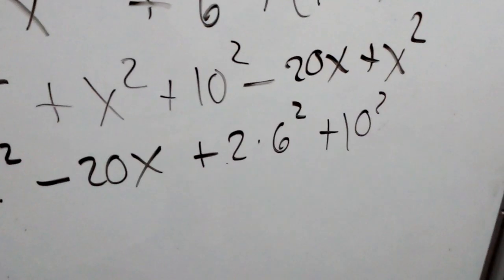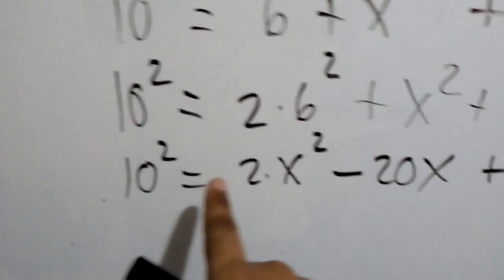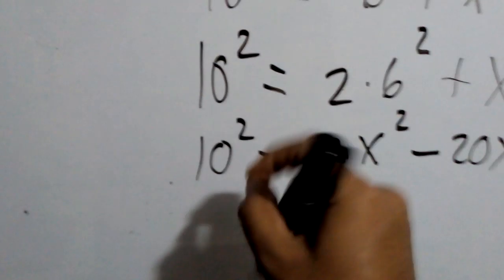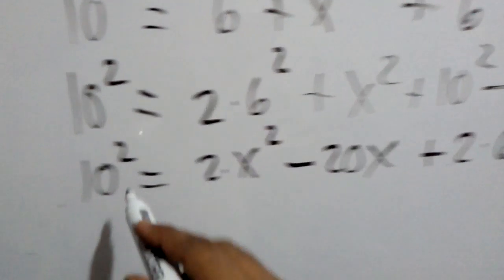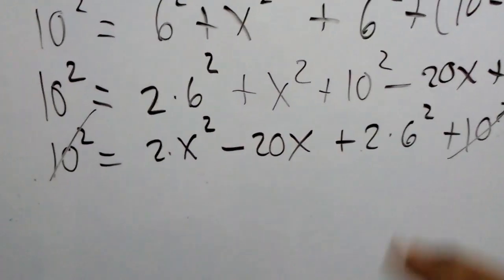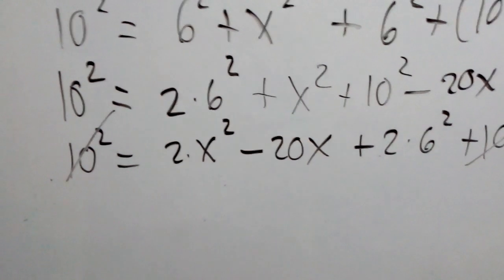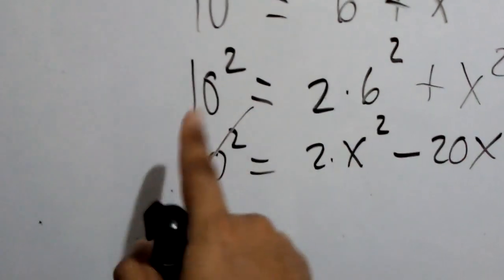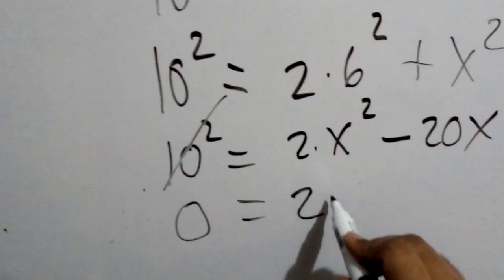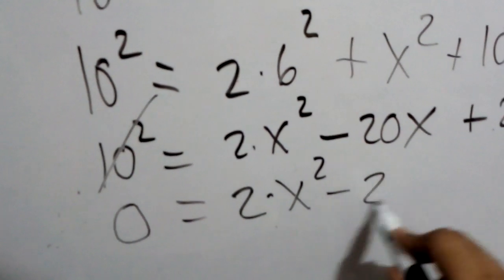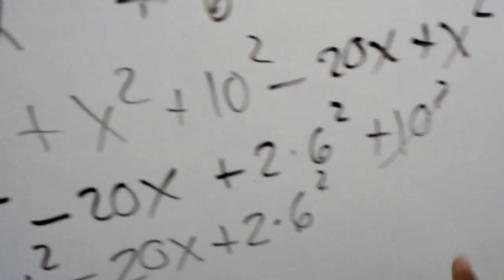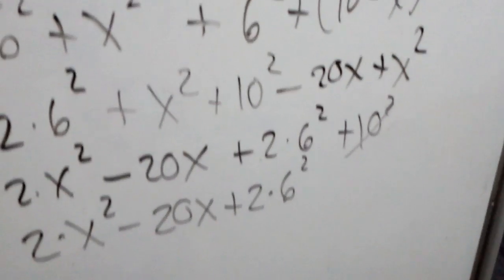So everything's fine. You can see the 10 squared here and the 10 squared here. So we will subtract 10 squared from both sides, and this will cancel out with this. Yes, they will cancel out because I can subtract 10 squared from both sides, and 10 squared minus 10 squared, of course, is 0, equal 2 times x squared minus 20x plus 2 times 6 squared, and this 10 squared is no more, okay, because we subtracted.